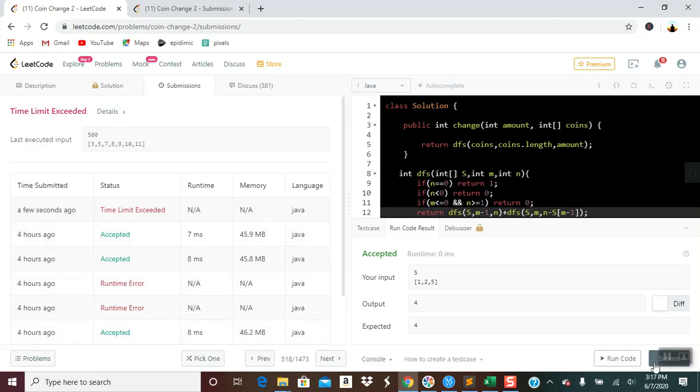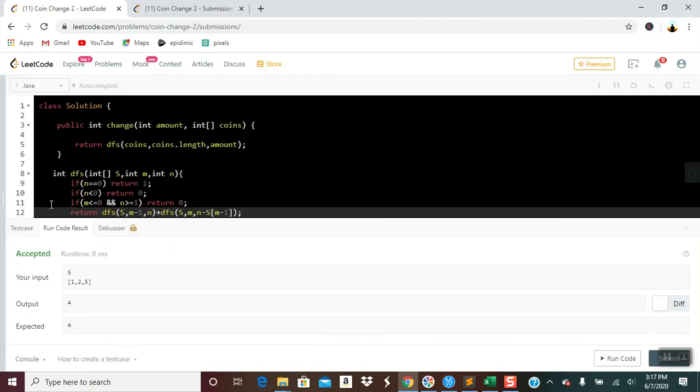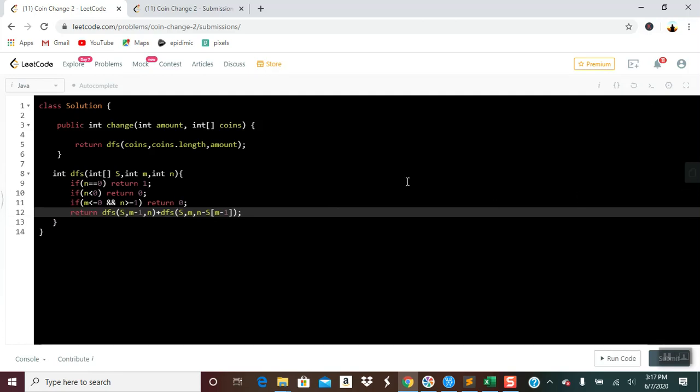See, time limit exceeded. The reason being, this is a tree. When you are checking all possible scenarios, all possible cases, the time complexity is going to be on the order of 2 power n, which is exponential. You are unnecessarily checking.